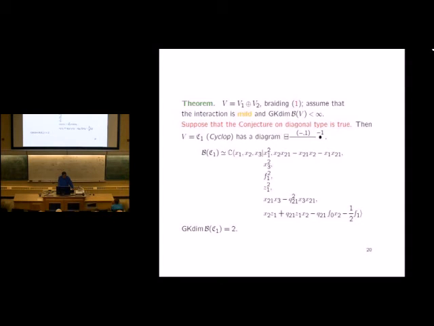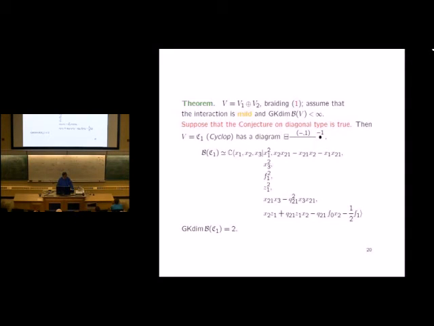And this is all. The second result for this case is that if you have a braiding, but the interaction is mild, well, the previous theorem we proved without assuming the conjecture. So from now on, I have to assume the conjecture. So suppose that the conjecture of diagonal type is true, then there is only one possibility, which we call the cyclop. And the diagram is like this.